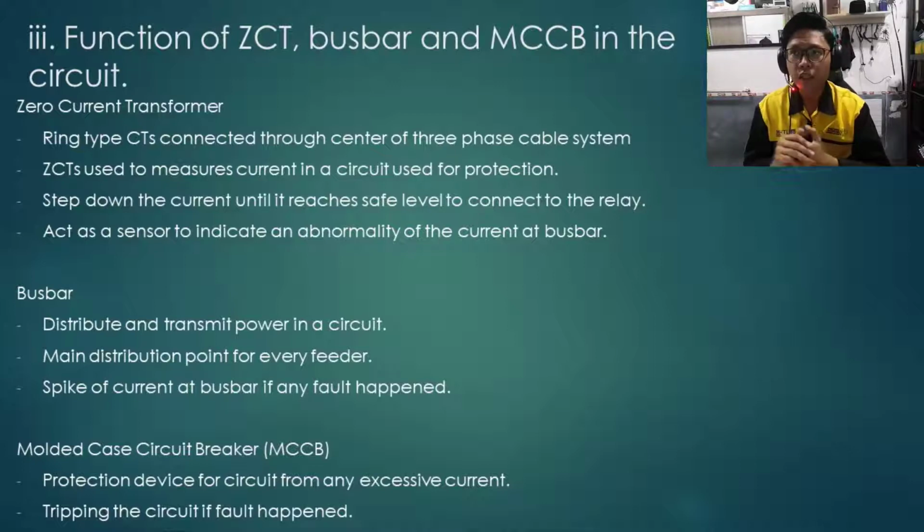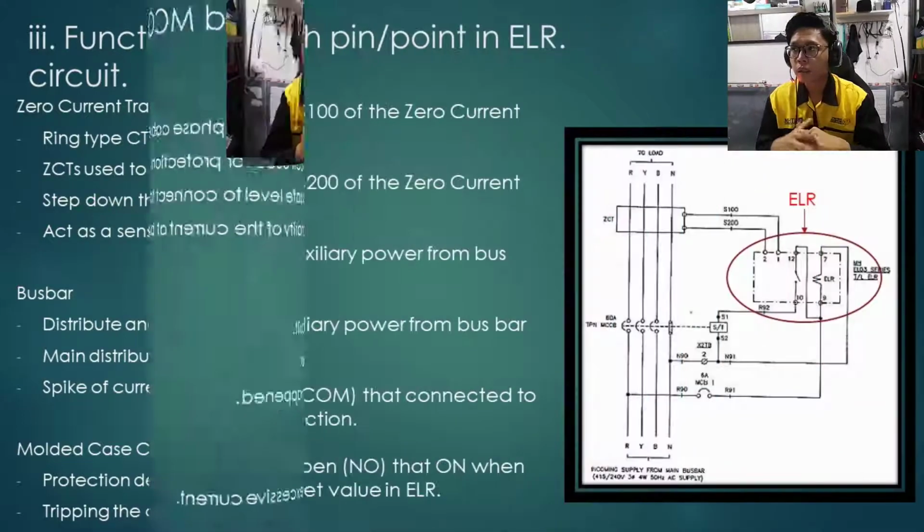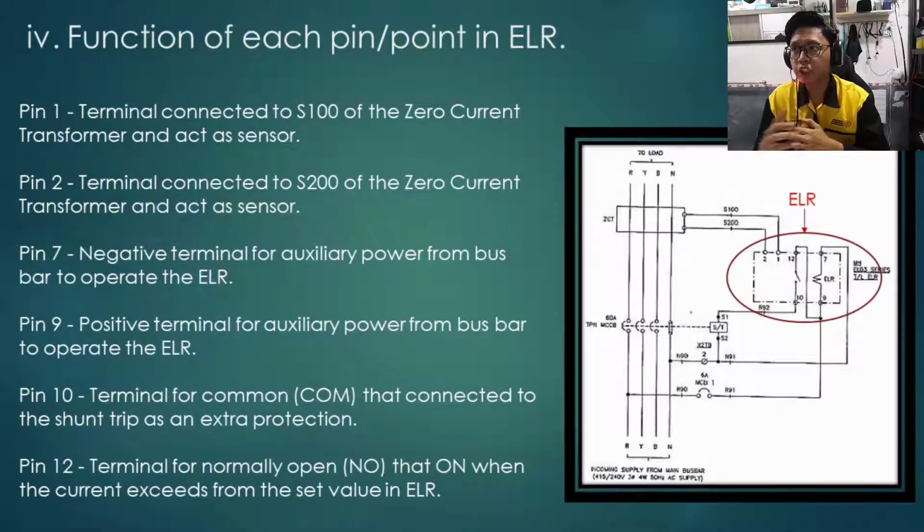The same goes for the ELR test. If any excessive current flows through the MCCB, the MCCB will open the contact and trip the circuit. The next one is question 4, which is the function of each pin or point in the ELR. There are 6 pins, which are pin 1, 2, 7, 9, 10, and 12.